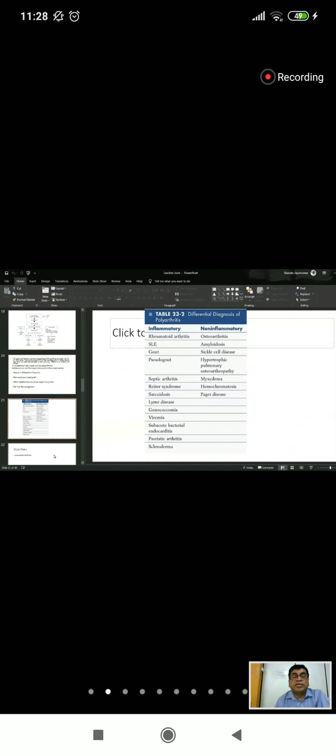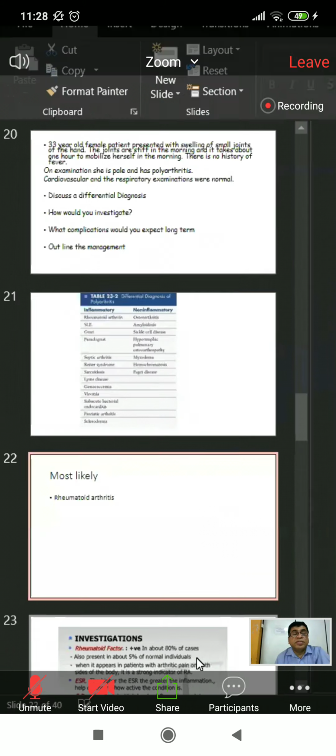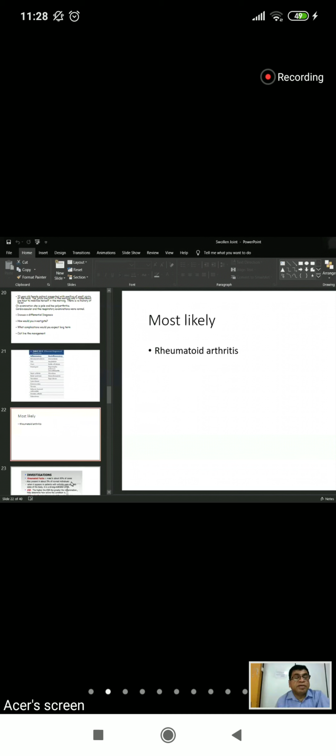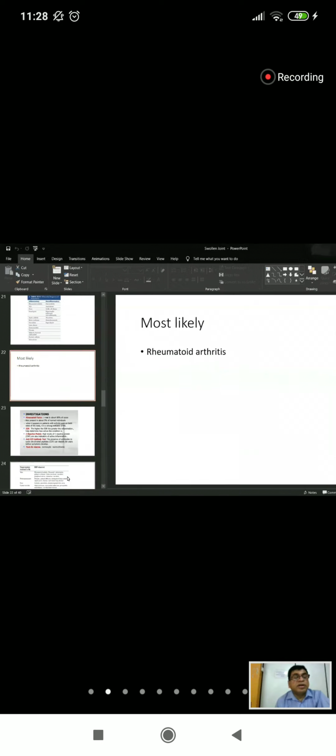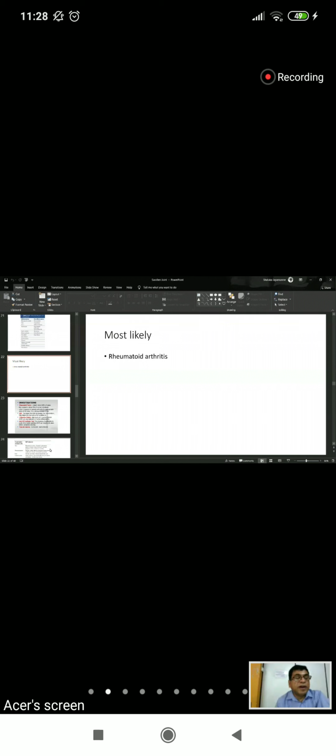You can read it, but I think what you have to take is the major common things are common, and you can't tell all the possibilities at once. So rheumatoid arthritis, SLE, gout, and psoriatic arthritis come high on the list here. But most likely, with the history of a 33-year-old young female, and all the features in favor, the commonest diagnosis here would be rheumatoid arthritis. So, what investigations should you request here? I hope you can tell 1, 2, 3, 4, 5.